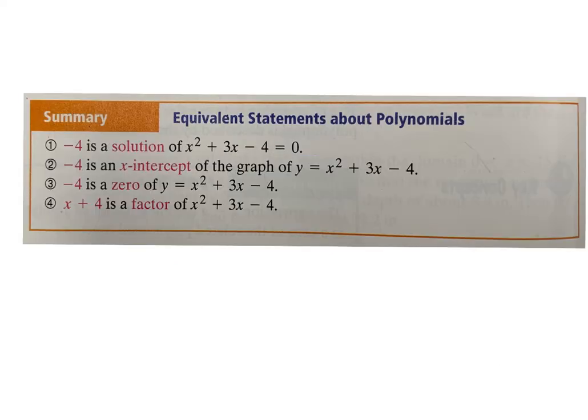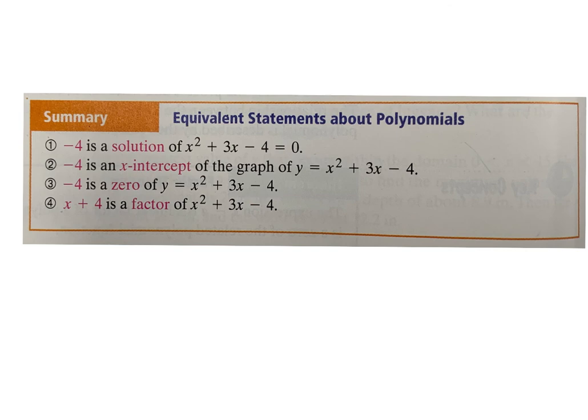Again, this is on a test or quiz. Your instructions could say this multiple ways. Equivalent statements about polynomials: negative 4 is a solution to x squared plus 3x minus 4. If I plug in negative 4, that will be a true statement. You will get 0. Negative 4 is an x-intercept of the graph of x squared plus 3x minus 4. Negative 4 is a 0 of y equals x squared plus 3x minus 4. And x plus 4 is a factor, or a linear factor, of x squared plus 3x minus 4.